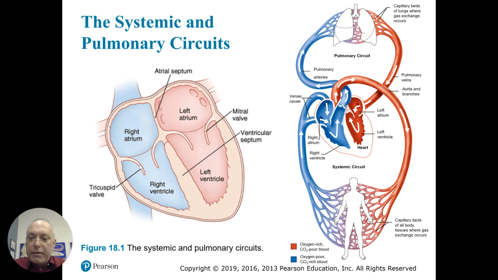There are a set of valves. We're looking at the atrioventricular valves between the atria and the ventricles. There's a tricuspid on the right heart and a bicuspid, or what's called the mitral valve, on the left heart.